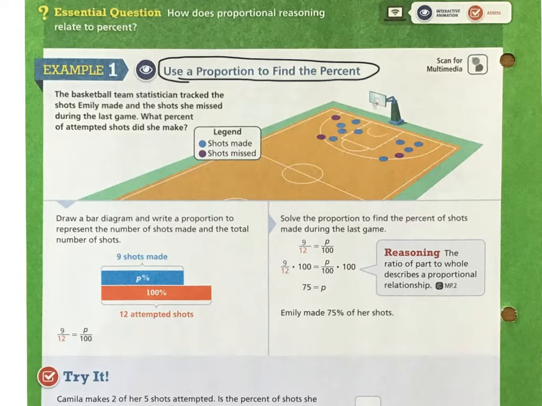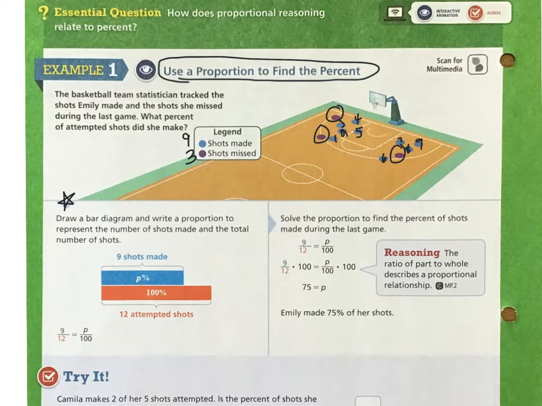In the first part of the solution, they tell us to draw a bar diagram and write a proportion to represent the number of shots made and the total number of shots. In this problem, when you look at the dots on the court, you'll notice that there are 9 blue dots. So I'm going to number them here. 1, 2, 3, 4, 5, 6, 7, 8, 9. And then there are 3 purple dots. So 3 shots missed and 9 shots made.